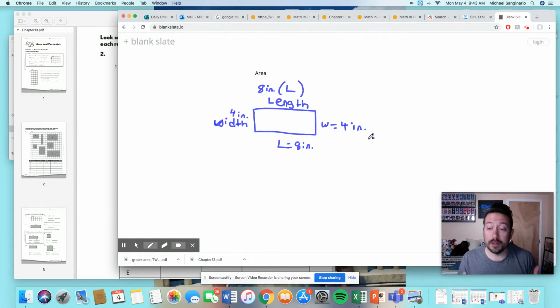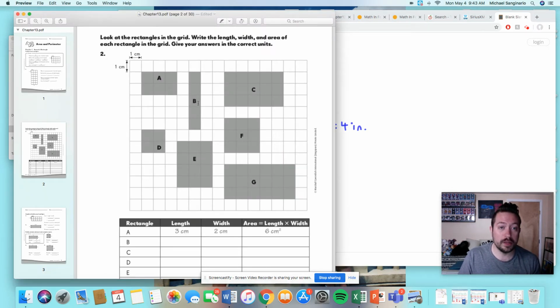And there's a formula to find the area. I'm not going to get into that just yet. That's what we're going to focus on tomorrow. Today, we're going to start super simple, super easy, and we're just going to determine the area of an object by counting the squares.